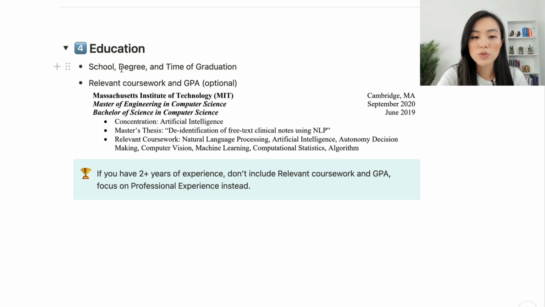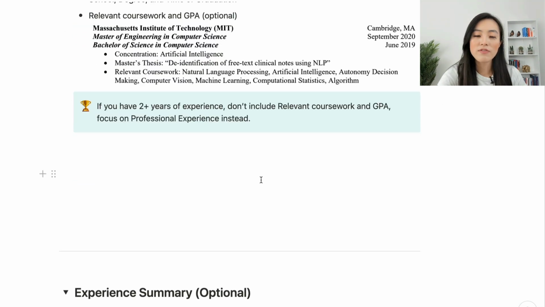Now let's move forward to another required section, the last required section, education. In this section, we want to include information such as school, degree, and time of graduation. Relevant coursework and GPA are optional. Here's an example. It has the school, the degree, and time of graduation. Now, if you have 2+ years of experience, don't include relevant coursework and GPA. Focus on professional experience instead, because the section on professional experience is the section that hiring managers care most about.